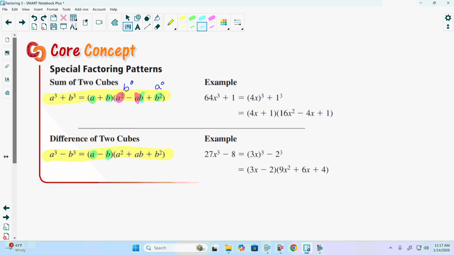Because really, we haven't done a whole lot, but that's just looking at what it does. And the reason I'm pointing this out is because that's for the sum of two cubes, yes? Let's look at the difference of two cubes.